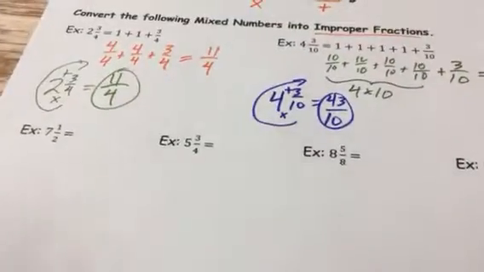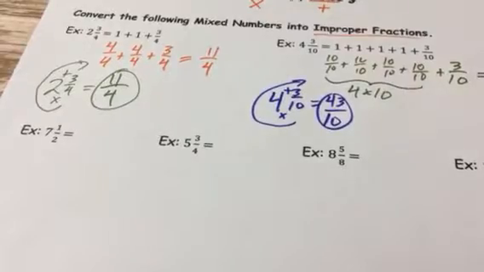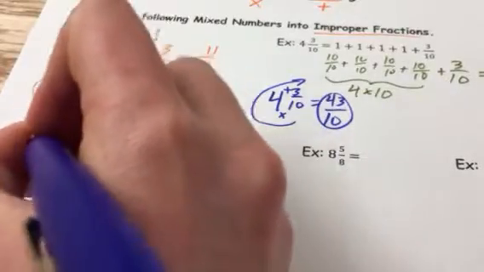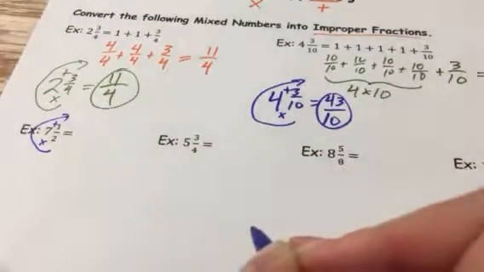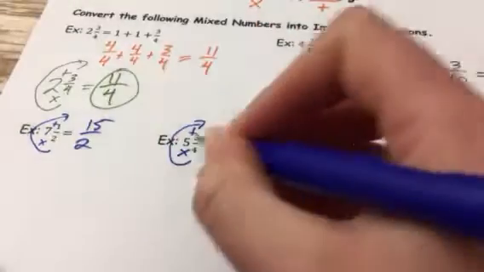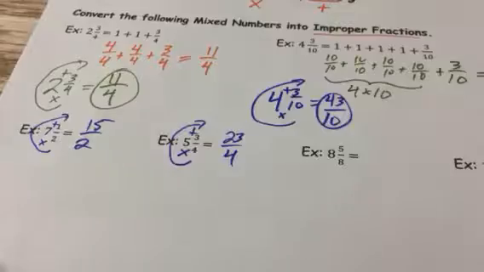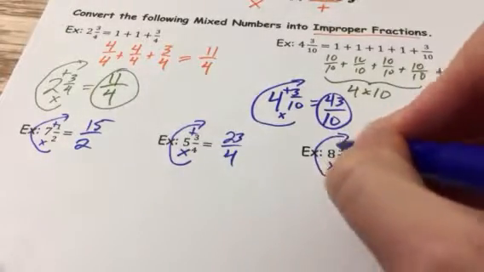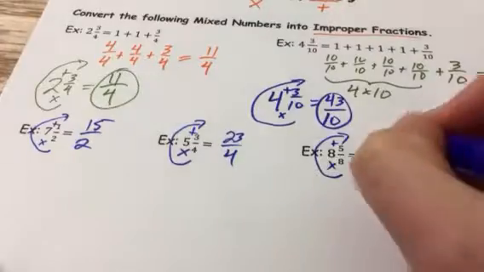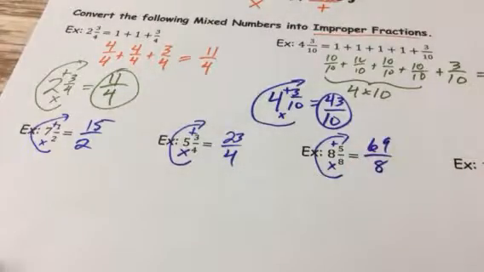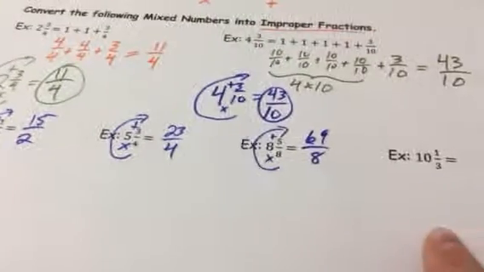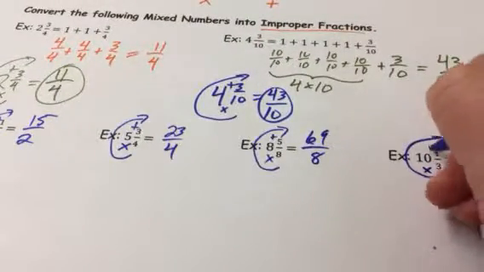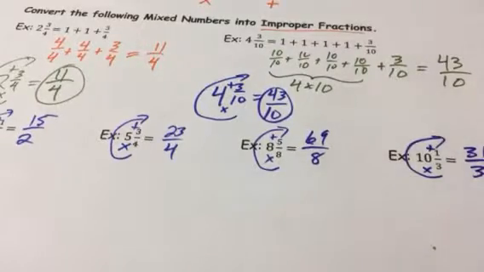So let's do a couple more examples together. I'm not going to do any modeling now. I'm just going to go ahead and, in a couple of seconds, generate the improper fraction. So I'm going to multiply and add. 2 times 7 is 14, plus 1 is 15. That's equivalent to 15 halves. Times E plus E, that's 20 plus 3 is 23/4. Multiply and add. 64 plus 5 is 69. I keep my denominator the same because I was dealing with eighths. I still have eighths. And 10 1/3. That is equivalent to 31/3.